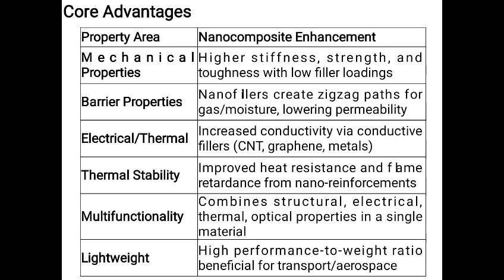Thermal stability, this has improved heat resistance and flame retardance from nano reinforcement materials. Multifunctionality, it combines structural, electrical, thermal, optical properties in a single nano material. So a single nano composite material has all the benefits of structural, electrical, thermal as well as optical properties being improved when compared with the other type of composite materials, and it is also observed to be lightweight, and it has high performance to weight ratio, and especially this makes its application in the field of transport as well as aerospace.